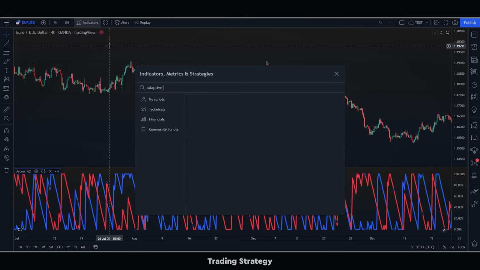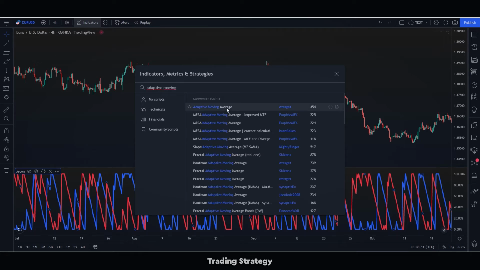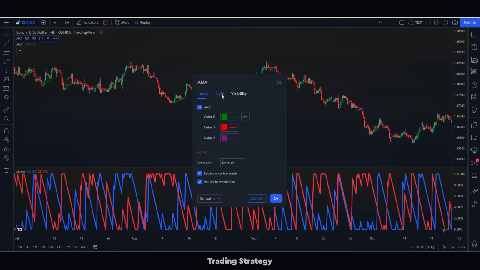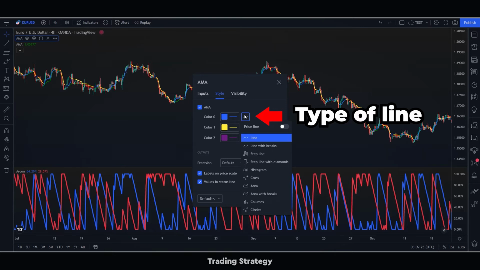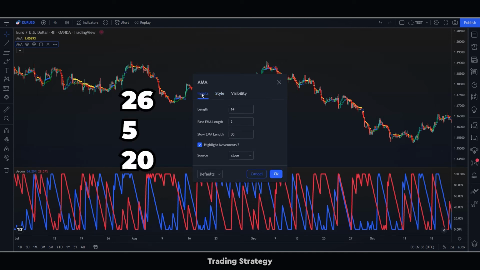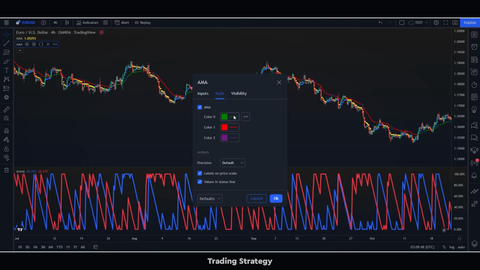Then we will select two Adaptive Moving Average (AMA) indicators. The first one we will put with the parameters of 9, 2, 30 and the colors of blue and yellow. We will also change the type of line to circles. We will put the other AMA indicator with the parameters of 26, 5, 20. And we will also change the colors to blue and yellow and the line type to circles.